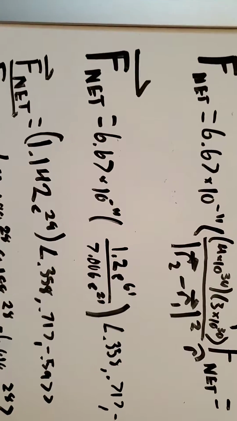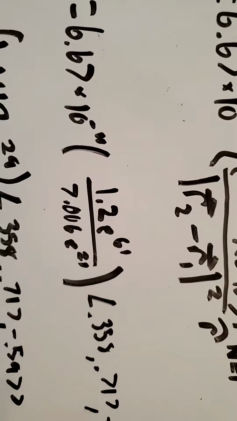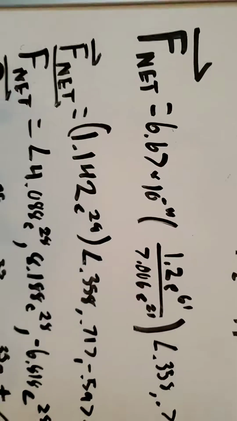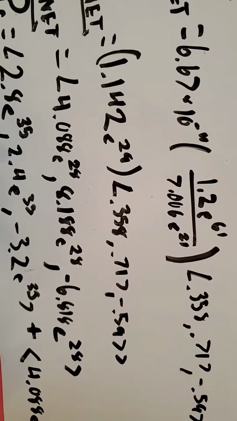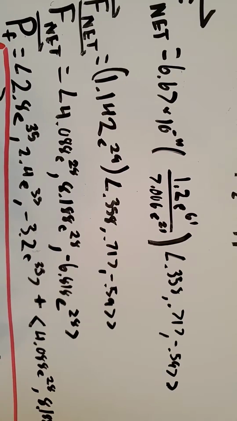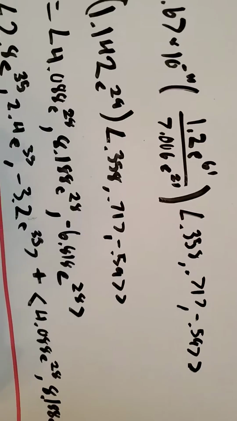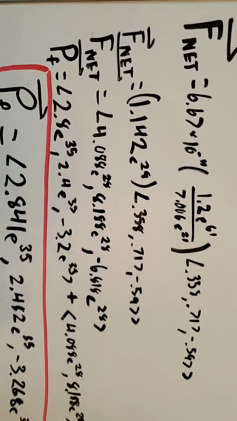Right, so here we go. The 7.006 is what you get when you square that magnitude, times our unit vector, of course. When you multiply all that out, it's going to come to 4.088 times 10 to the 28th, 8.188 times 10 to the 28th, and negative 6.818 times 10 to the 28th.